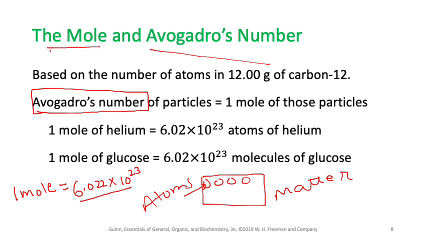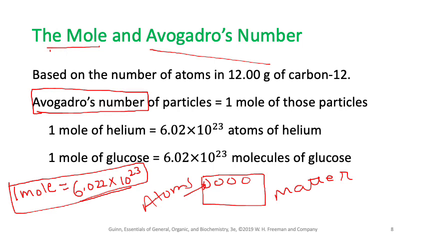So Avogadro's number just tells you how many atoms of that particular atom are present in matter, right, for every 1 mole of matter. So just remember this. This is the equivalency that we're going to use later on to solve a couple of the problems in this chapter.